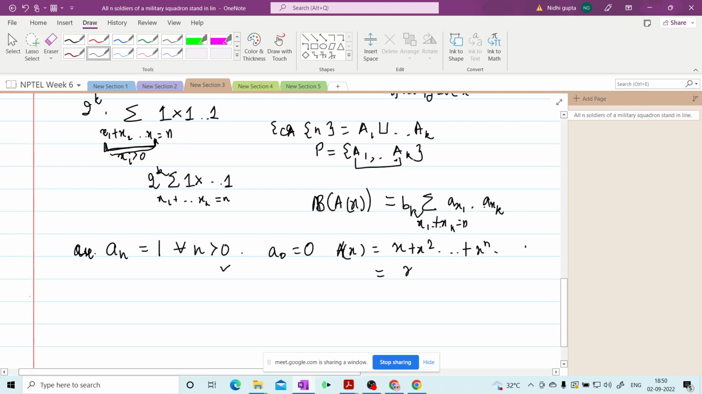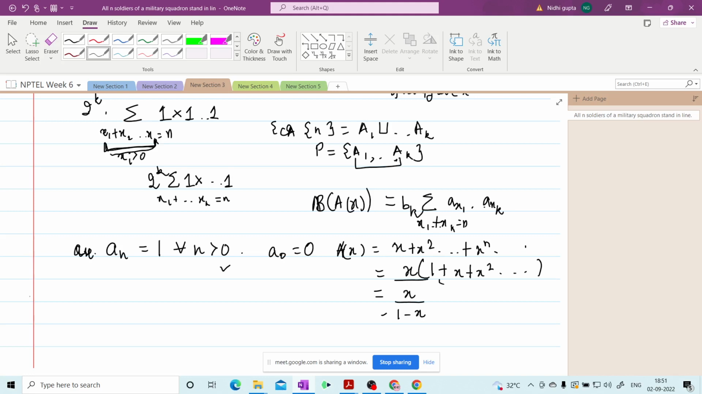So what is this? If this is my ordinary generating function, what does it correspond to? If I take x common, this will turn out to be x times (1 plus x plus x square and so on). If you want to write it in a closed form expression, what is this series? It's a GP, 1 minus x raised to the power minus 1, so 1 upon 1 minus x, right? Yes. So we see that A(x) is x upon 1 minus x.